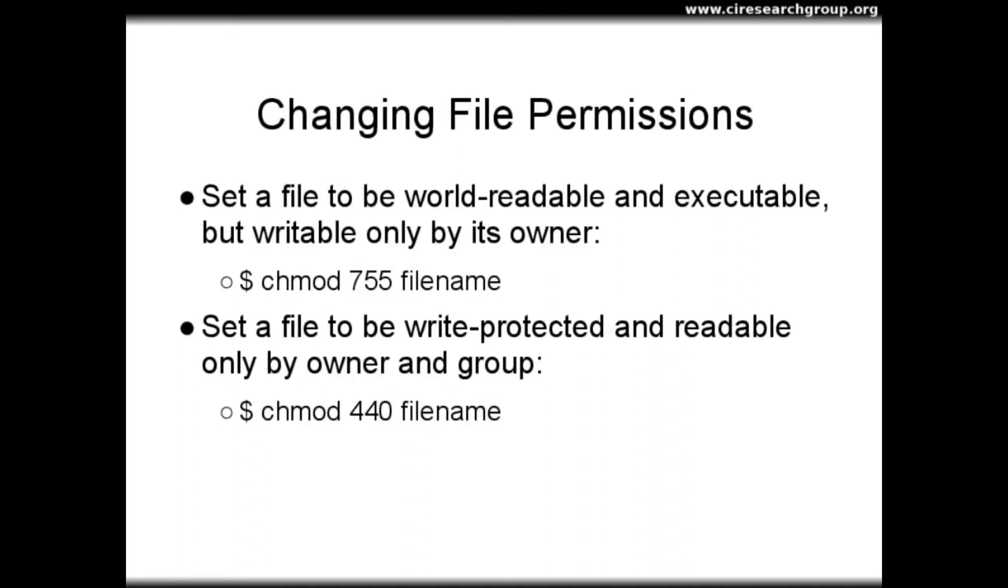In the first example, 755 means permission 7, which is 4 plus 2 plus 1, meaning read plus write plus execute, for the owner. That's the first number of the 3. The first 5, the second number of the 3, sets permissions for the group, which is 4, read, plus 1, execute, makes 5. And the same 4, read, plus 1, execute, for the world, which is the third number. In the 440 case, the 4 means read only for the owner, the second 4 means read only for the group, and 0 means no access whatsoever by people who are not members of the group with which the file is associated.